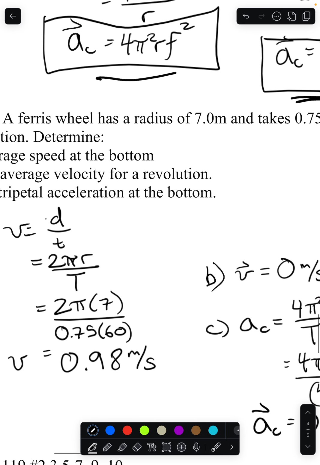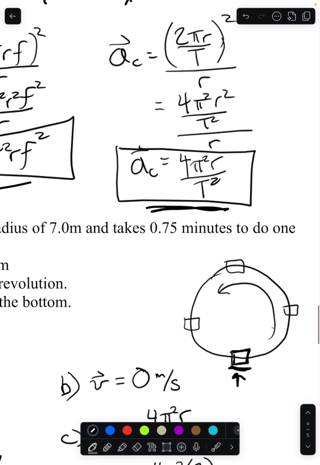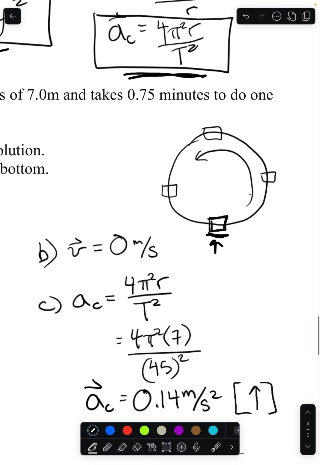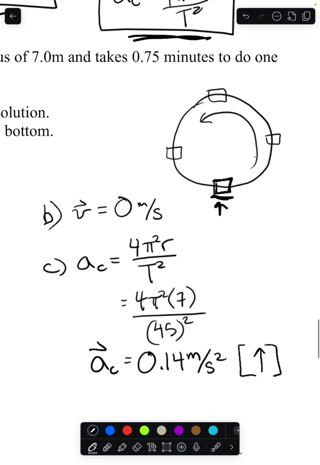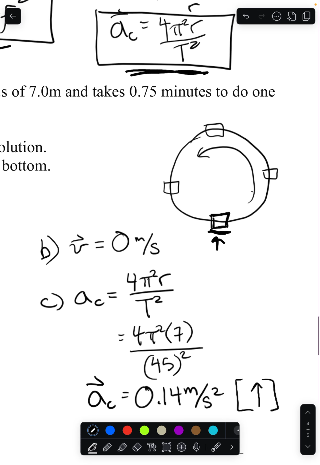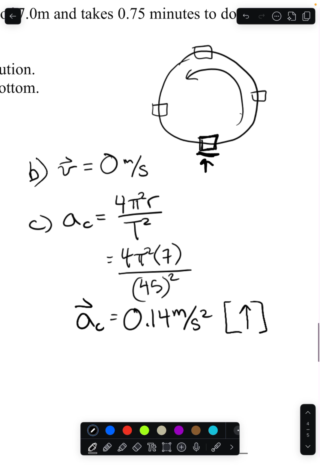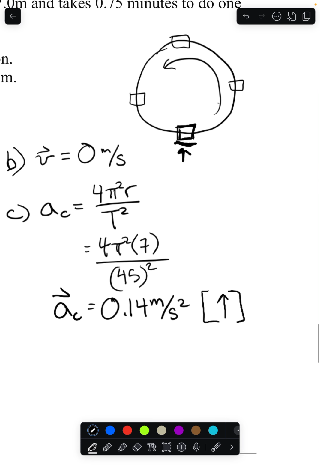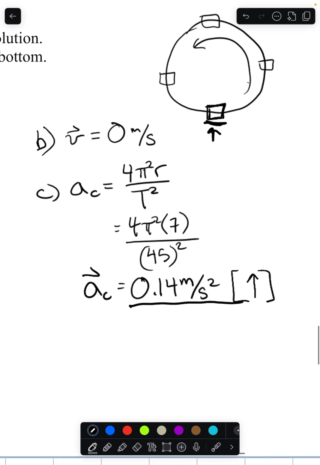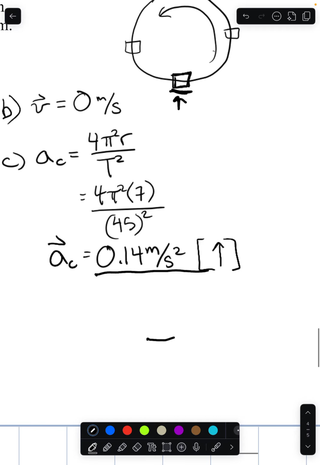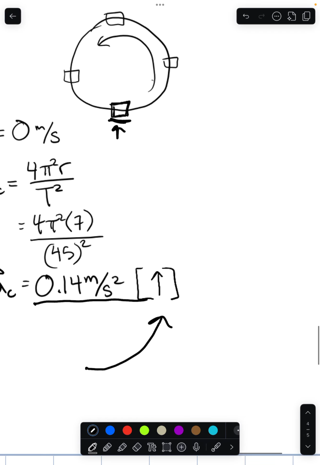Now to find c, the acceleration at the bottom. We already know the formula for acceleration, which would be 4 pi squared r over t squared, where we have our r and we have our t. So 0.75 minutes will be 45 seconds. We just have to plug those two values into the formula to get 0.14 meters per second squared up, because at the bottom, it's going to be wanting to go up like this. That's why we write it as up.